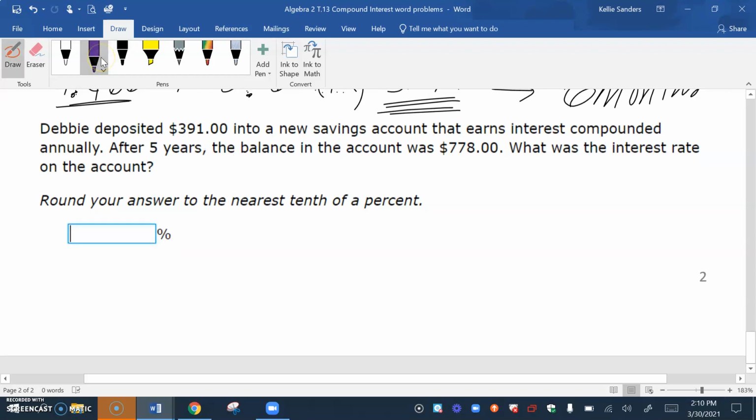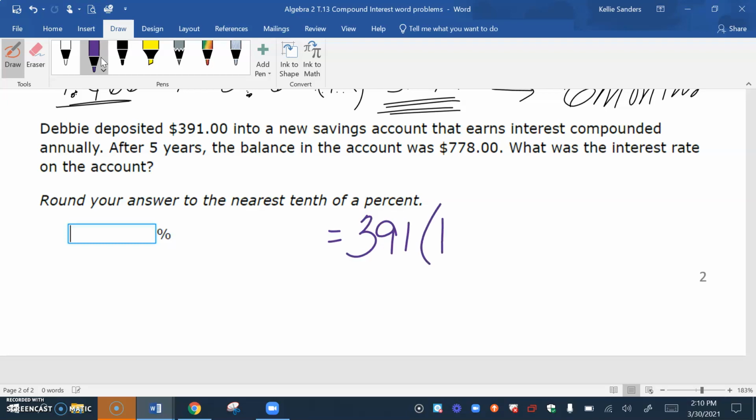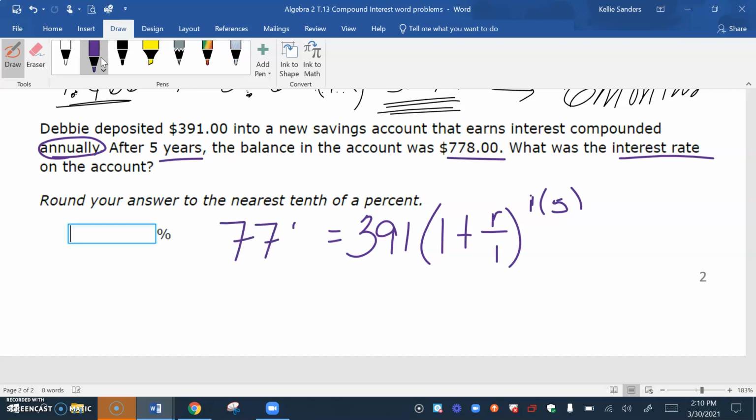All right, last one. Debbie deposited $391 into a new savings account that earns interest compounded annually. After 5 years, the balance in the account was $778. What was the interest rate on the account? Round to the nearest 0.1%. Deposited, so that's our P, our principal. We want the interest rate, so I do not know r. Compounded annually, so our n is 1, and t is 5 years. After the 5 years, we're going to have $778.